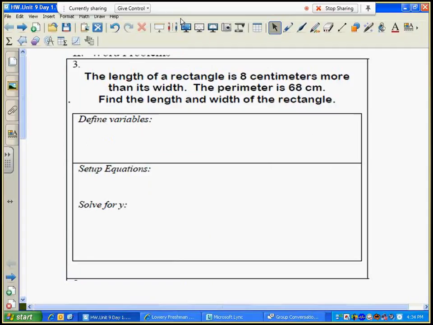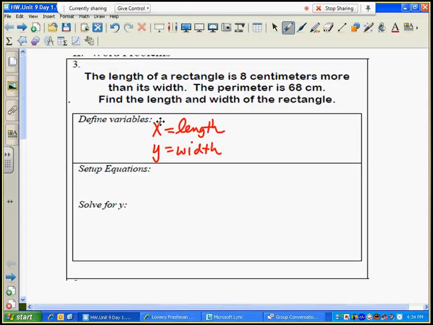It says the length of a rectangle is 8 centimeters more than its width. The perimeter is 68 centimeters. Find the length and width of the rectangle. Okay. What they're asking us to find here is the length and the width. So let's put that down. I'll say x is the length. And I'll say that y is the width.